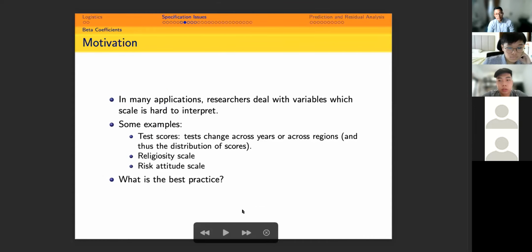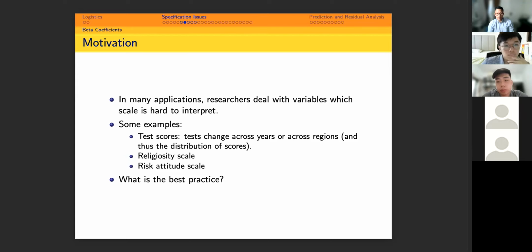Basically, in many applications, researchers deal with variables which are hard to interpret. So for example, test scores. Tests change across years or across regions, and thus the distribution of scores changes. For example, if you recall, you entered the Faculty of Economics and Business having to do the Gadjah Mada Scholastic Test, so GMST. So GMST changes from year to year.